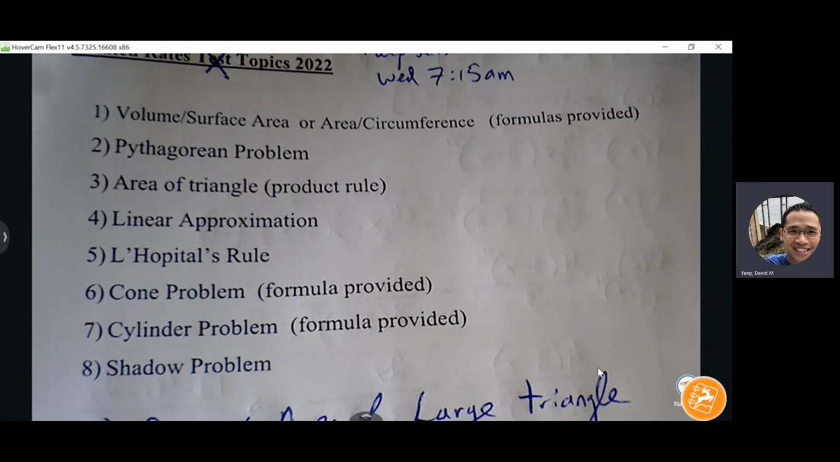Area of a triangle. Right. So Pythagorean theorem. Pythagorean theorem. No shadow.